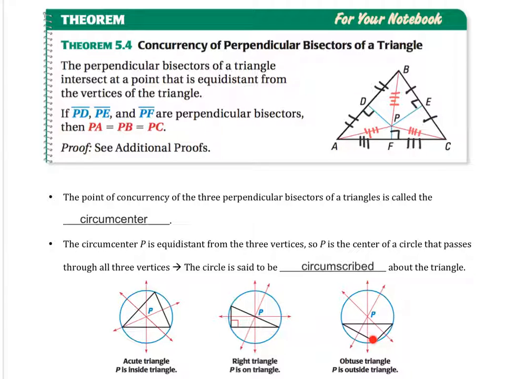Next, we have an obtuse triangle. So we have an obtuse angle right here. Notice that when we find the circumcenter, the point of concurrency of the perpendicular bisectors, it is actually outside of the triangle. So we know that from that point to all three vertices of the triangle, we have an equidistant distance. So we connect all three of those points and we have our circumscribed circle around the triangle.